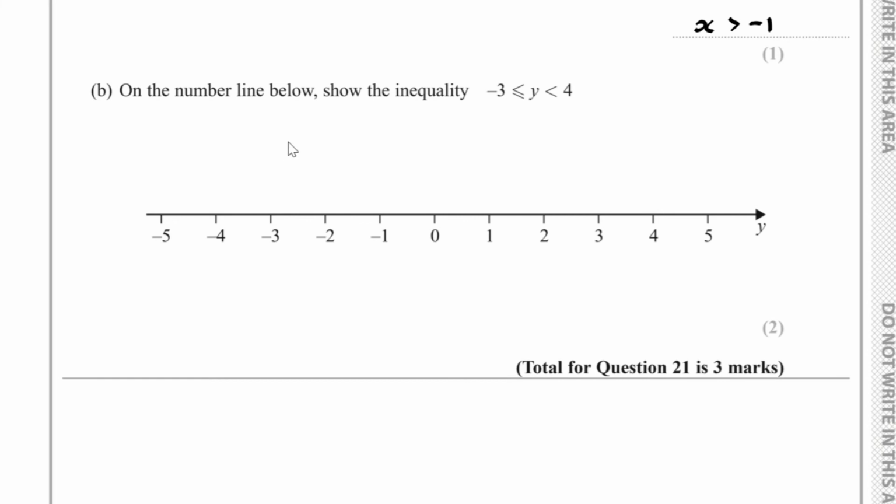Then for part B, we have to show the inequality -3, which is less than or equal to y, which is less than 4. Here is a visual representation of the solution to this inequality. We use a filled circle for the symbol, and we use an empty circle for this symbol.